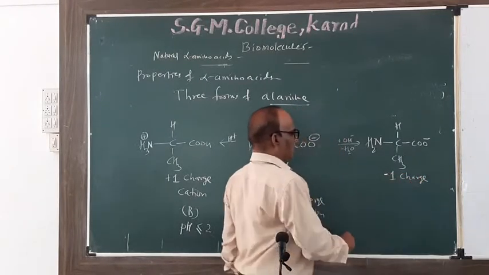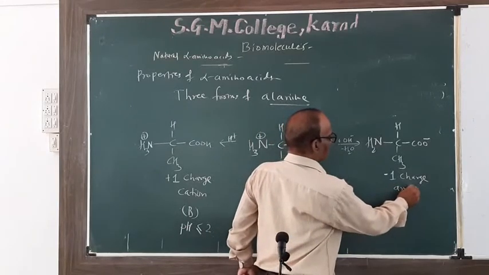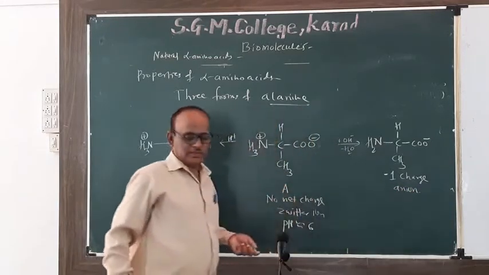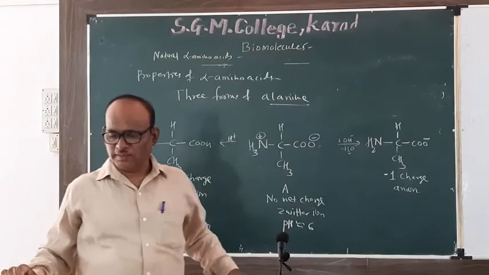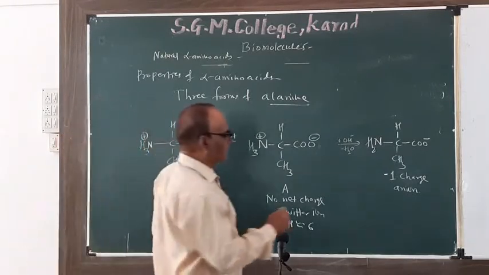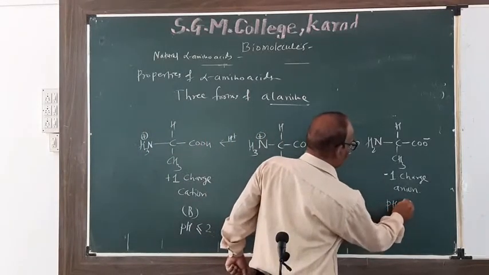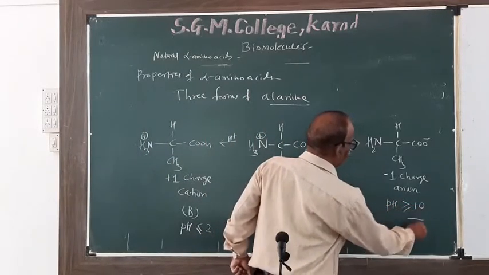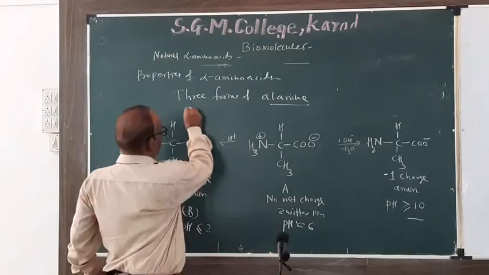-1 charge. It is an anion. This type of ion, that is a negative charge ion, is an anion, and the pH is greater than or equal to 2. So these are the three forms of alanine.